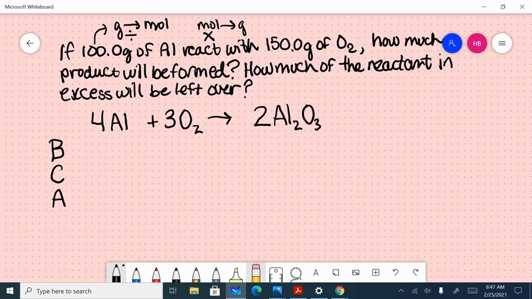So I know that 100 grams of aluminum divided by the molar mass of 26.98 will give me the value in moles. Now, usually you're going to want to leave the word mole out of the BCA chart just because it gets too messy otherwise. And then I've got 150 grams of O2, and the molar mass of O2 is not 16 from oxygen, but 16 times 2 for O2. So I'm going to divide 150 by 32, and I get the starting value of 4.6875 moles.